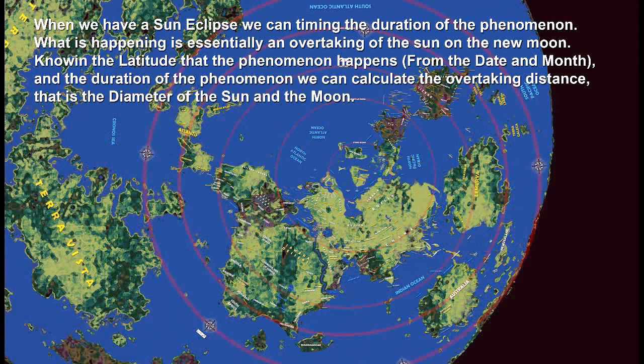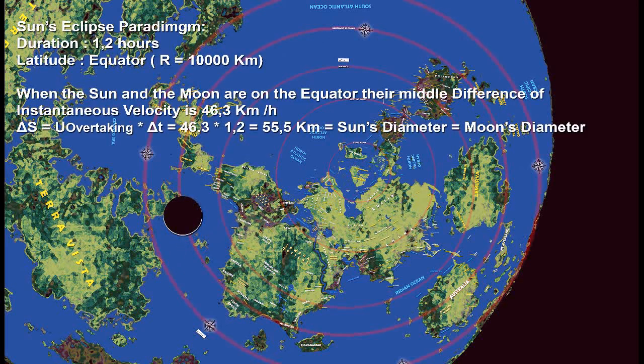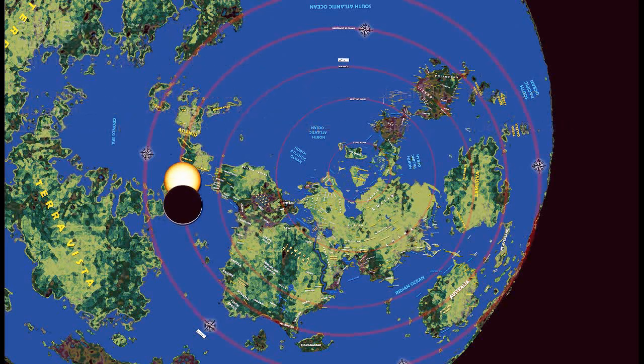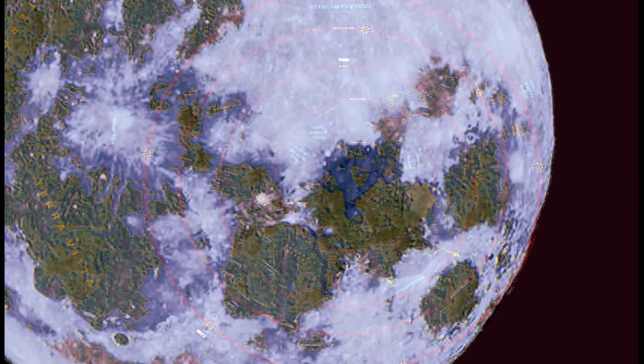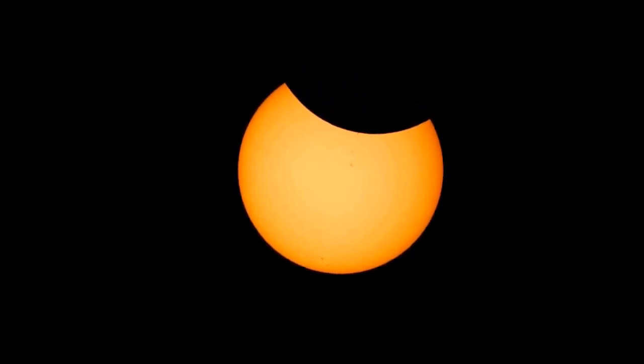What is happening is that the sun's eclipse phenomenon is essentially an overtaking of the sun by the moon on the new moon. When we have a sun eclipse, we can time the duration of the phenomenon. Knowing the latitude at which the phenomenon occurs from the day, as well as the duration of the phenomenon, we can calculate the overtaking distance, which is the diameter of the sun and the moon.